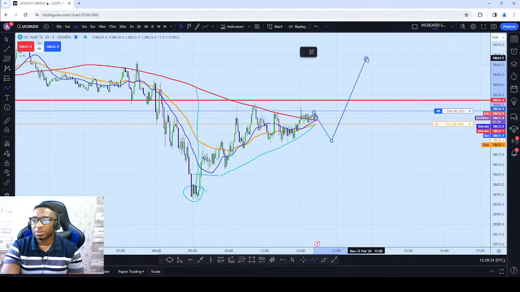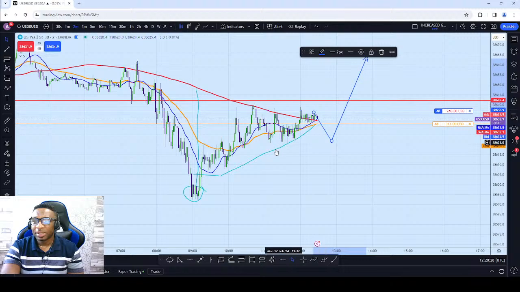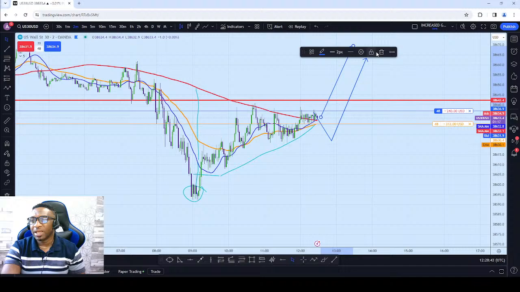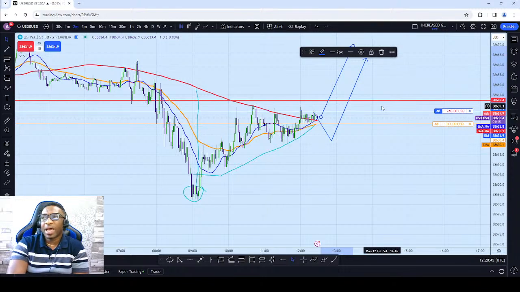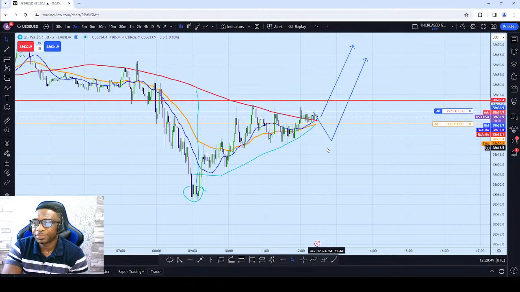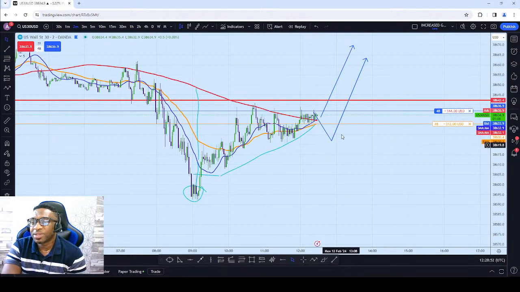Off it goes. Or from where we are, as price has already been making higher highs, this could also happen. From here, it could just shoot up to the next key level, which we are targeting. So these are the various scenarios we have here.